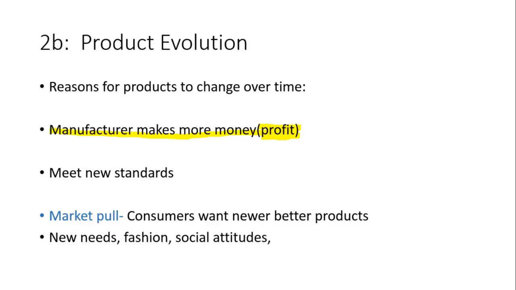Market pull. This is where consumers want new, better products, and they have new needs, fashion, social attitudes. So, for example, a mobile phone now is a need as opposed to just a want in most people's lives in the UK because it's essential for modern day living.